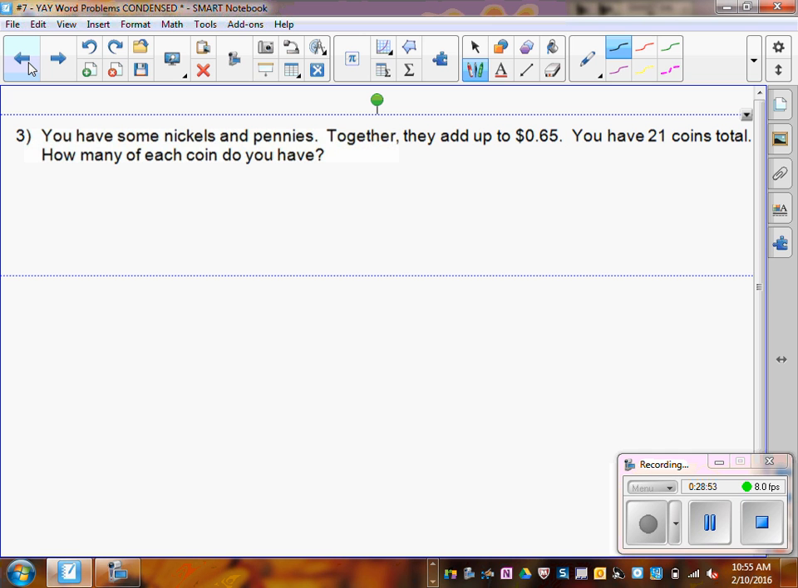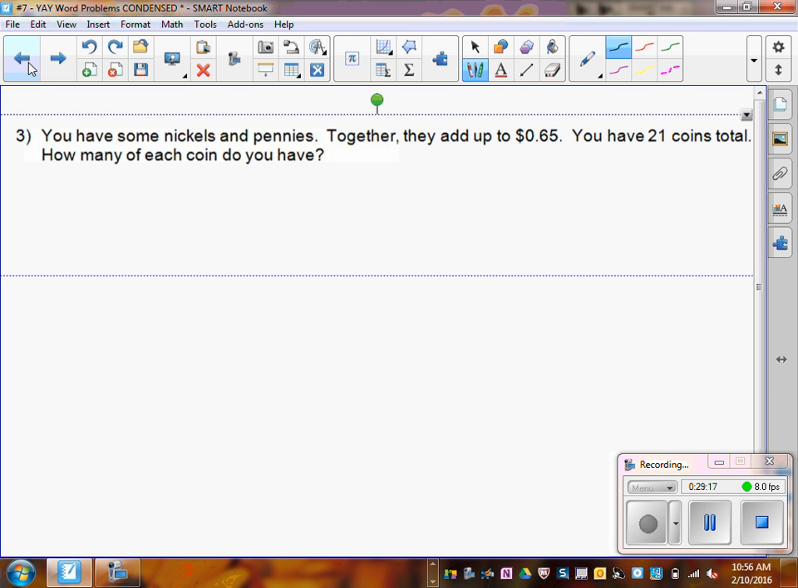Alright, you have some nickels and pennies. Together they add up to 65 cents. You have 21 coins total. How many of each coin do you have? Alright, so the fact that we see nickels and pennies, those are 2 different variables. We need to have 2 equations to be able to solve for both of them. As many variables as you have, that's how many equations you must have to be able to solve.